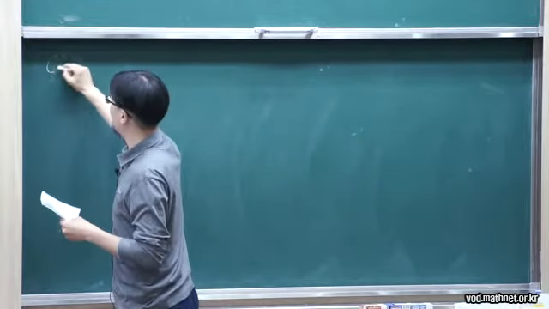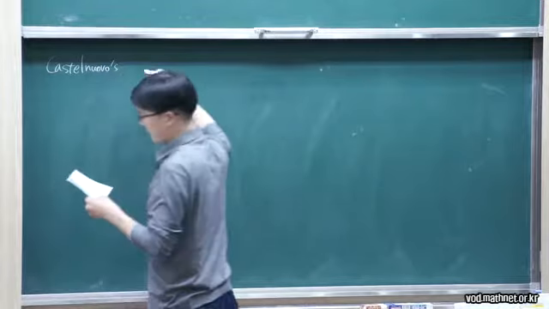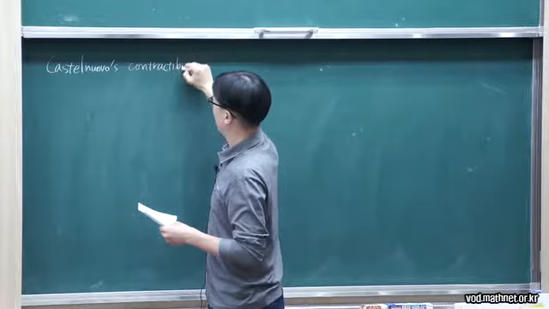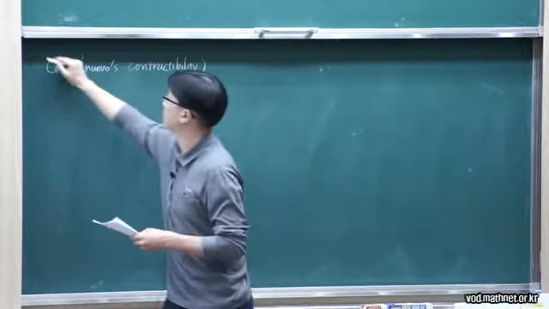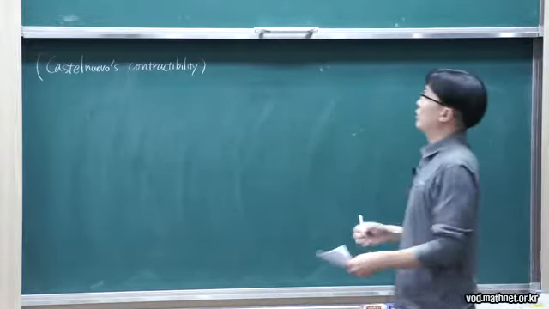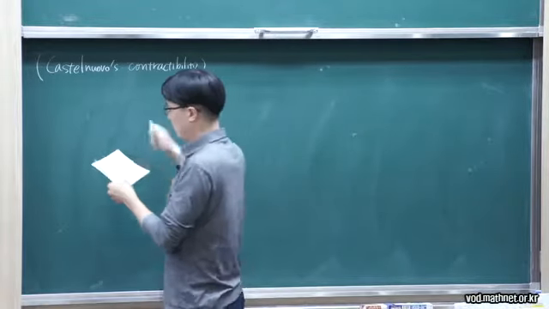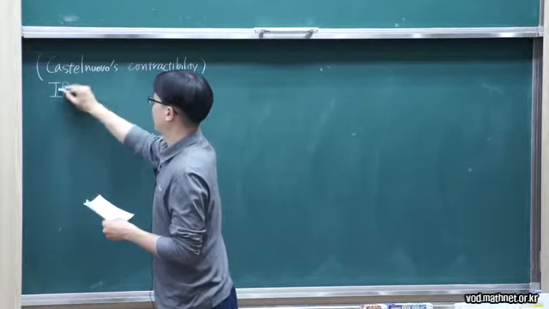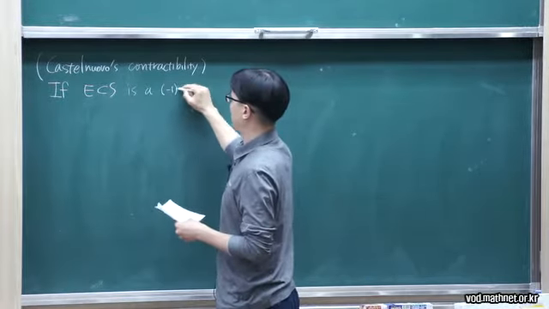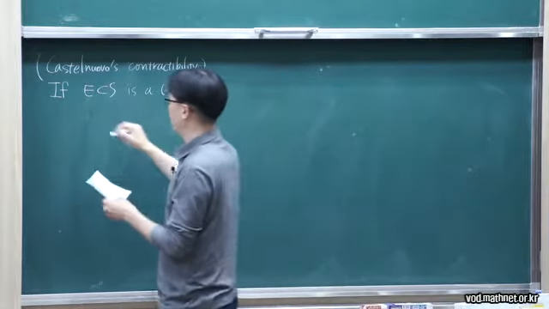And then I want to recall the famous Castelnuovo contractibility criterion, which says that if there is a minus one curve on a surface, then we can smoothly contract it. Okay, so if E is a minus one curve, then we can smoothly contract it.